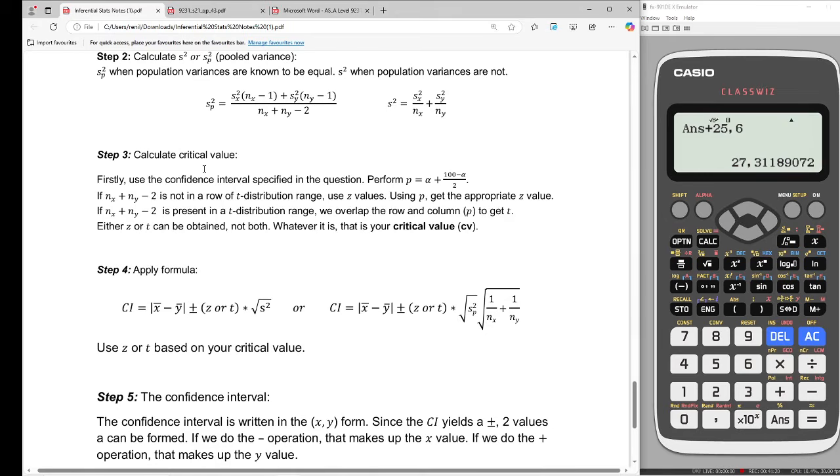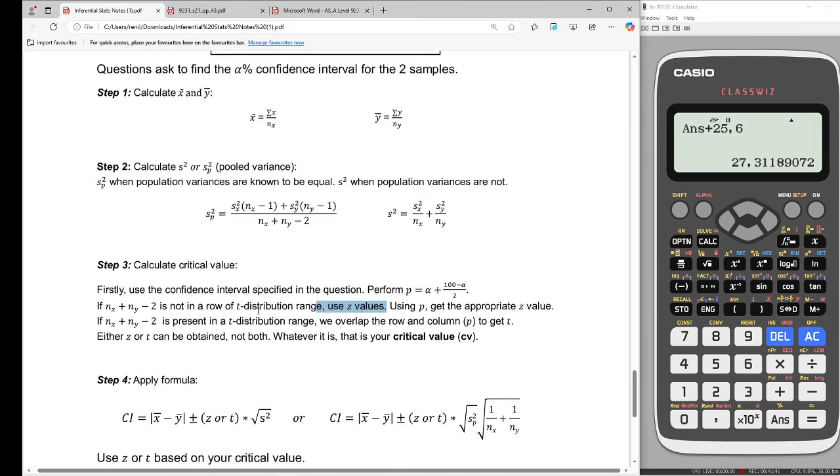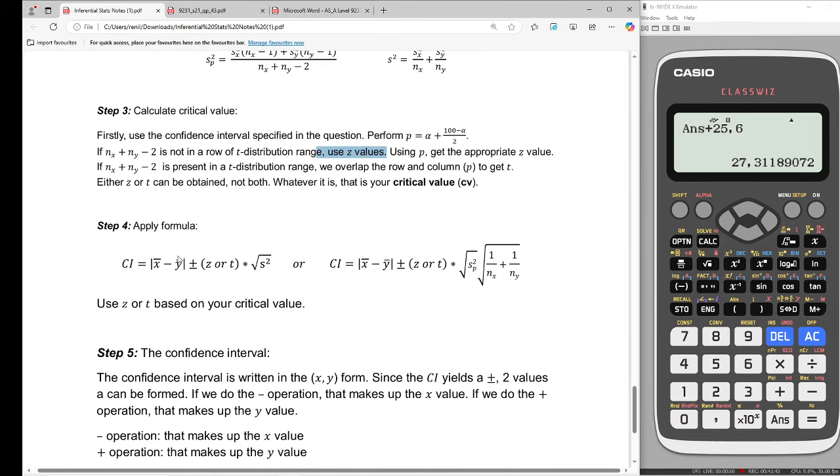Third step is to calculate your critical value. So we know how to do that. P value and degrees of freedom. Whenever there are two samples, we use this nx plus ny minus 2. And usually for double sample test, it's usually not present, and we use the z values. Okay, so we don't usually use t values for double sample test. And finally, we apply the formula to get this.